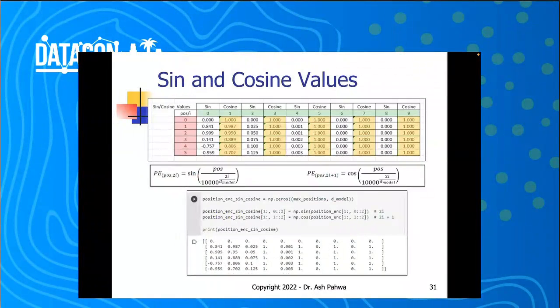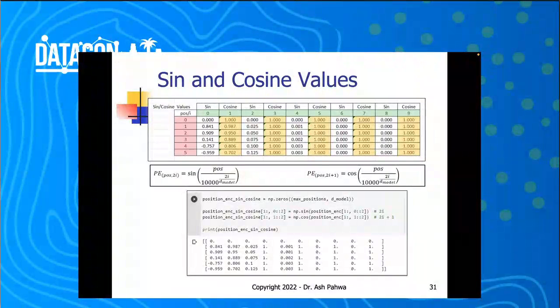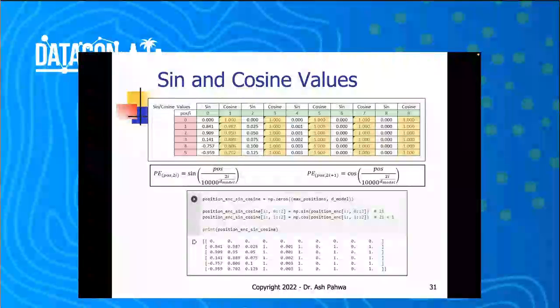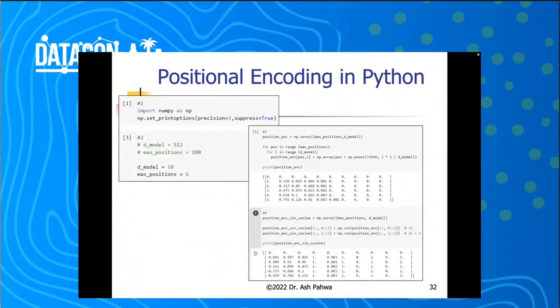And then after that, you can just take the sine and cosine values. As you can see in my Python code, I'm just taking the sine and cosine. These values have been computed in Excel, and these values have been computed in Python, and they are matching, of course. So my positional encoding is being done. Now I can do my positional encoding with 10 values, and here are my values.